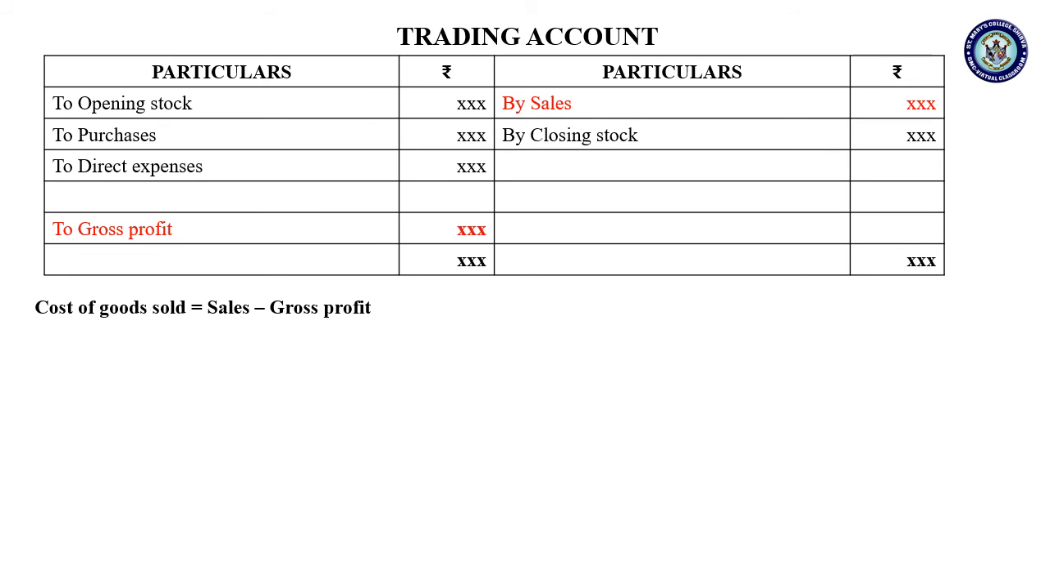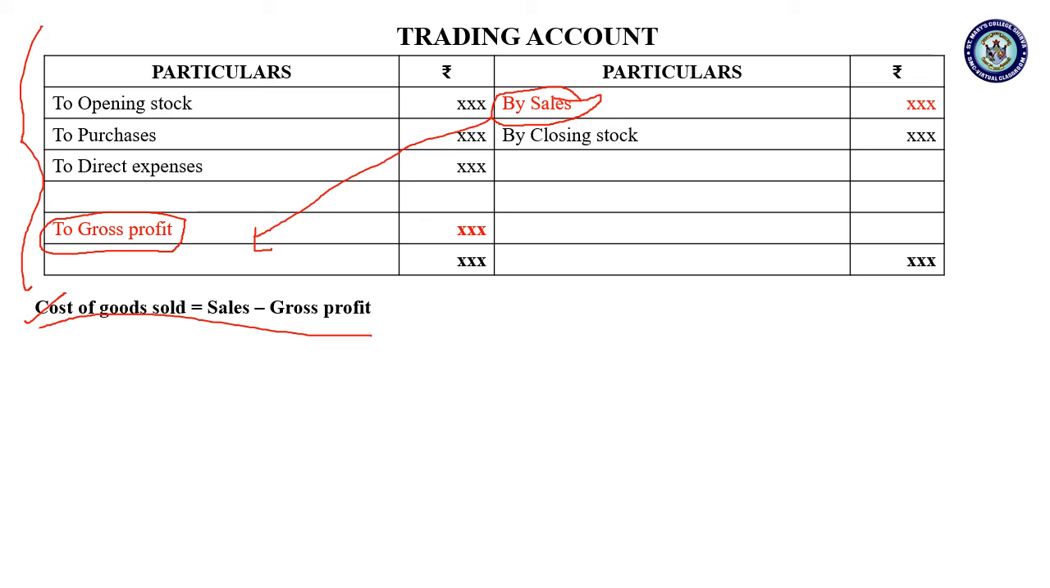Take down this point, take down this formula. You don't copy it onto the ledger account because you know how the trading account looks. Just take down: cost of goods sold is equal to sales minus gross profit. Sales minus gross profit, that is the first formula.